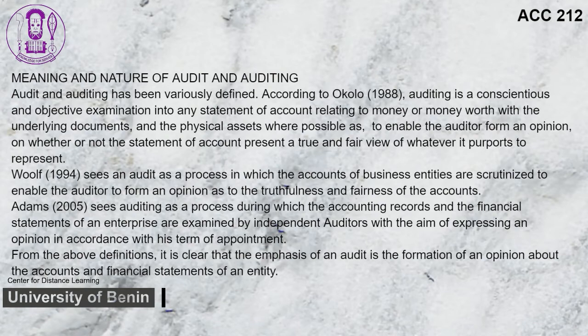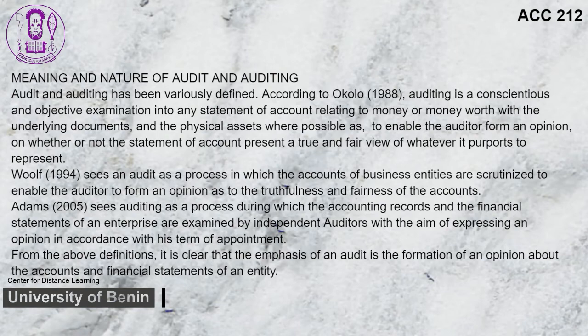money worth with the underlying documents, and the physical assets where possible, to enable the auditor to form an opinion on whether or not the statement of account present a true and fair view of whatever it purports to represent. Wolf, 1994, sees an audit as a process in which the accounts of business entities are scrutinized to enable the auditor to form an opinion as to the truthfulness and fairness of the accounts. Adams, 2005, sees auditing as a process during which the accounting records and the financial statements of an enterprise are examined by independent auditors with the aim of expressing an opinion in accordance with his term of appointment.